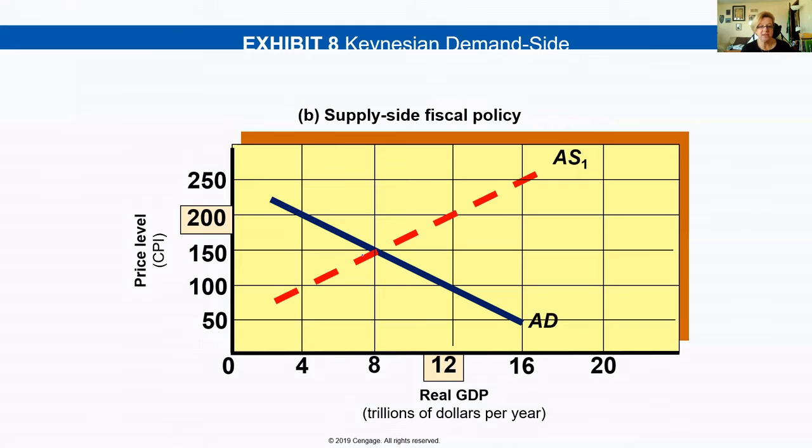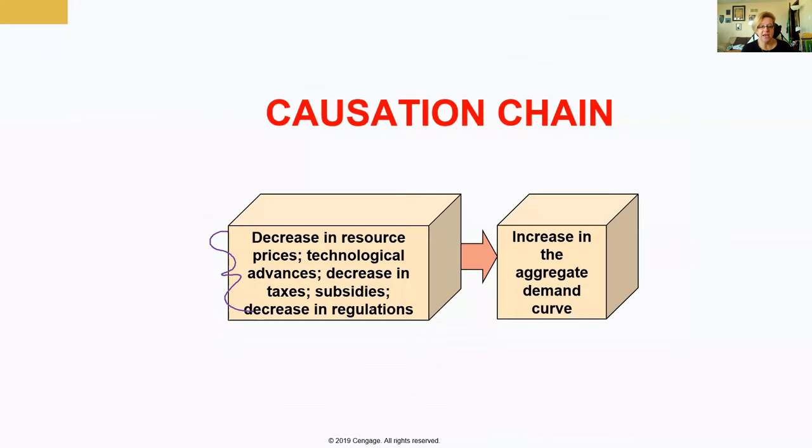So here is supply side fiscal policy. Notice we're going to start right here at a price level of 150, real GDP at 8 trillion. Now we're going to enact some of these things, a decrease in resource prices. Labor, when the right to work laws are starting to be passed, that would be a decrease in labor costs because we know that unions will increase wage rates. Technological advances. You might see this happen through the government spending of increasing grants, increasing research and development.